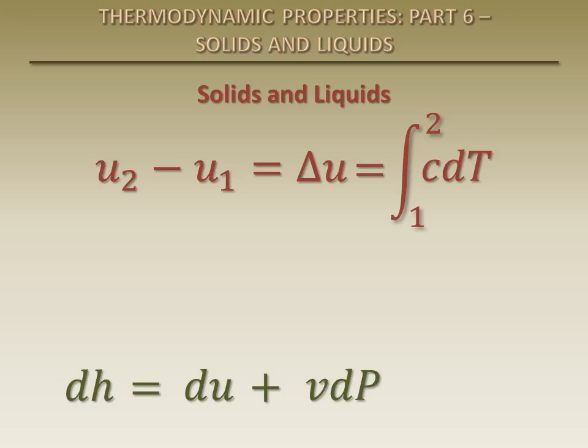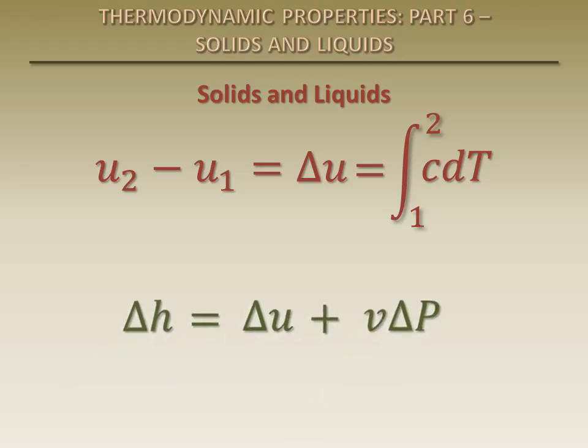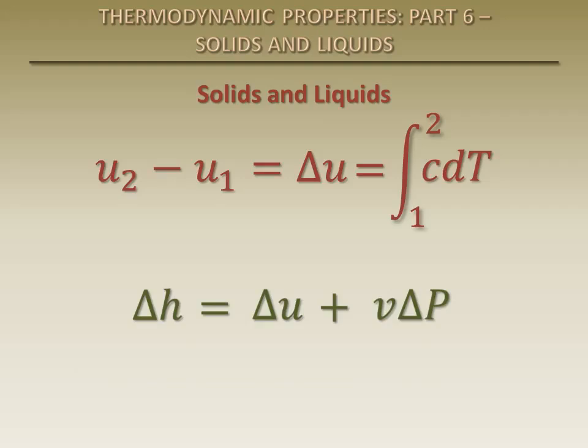We now integrate this equation from one state to another. Because the specific volume of incompressible substances is constant, the last integral becomes the specific volume times the change in pressure. So the change in specific enthalpy of incompressible substances is simply equal to the change in specific internal energy plus the product of the specific volume and the change in pressure during the process.